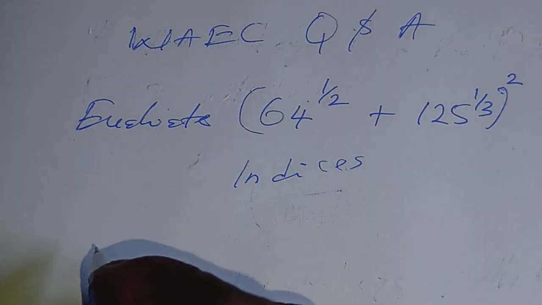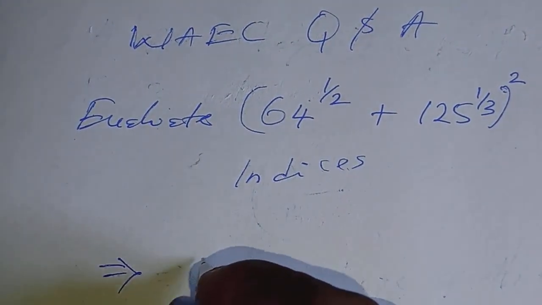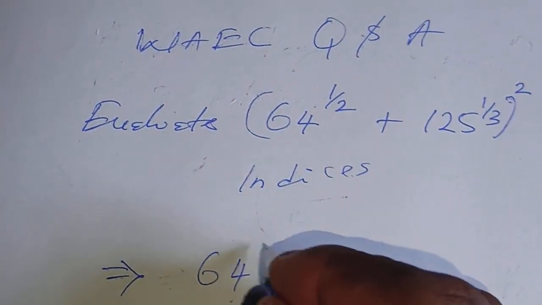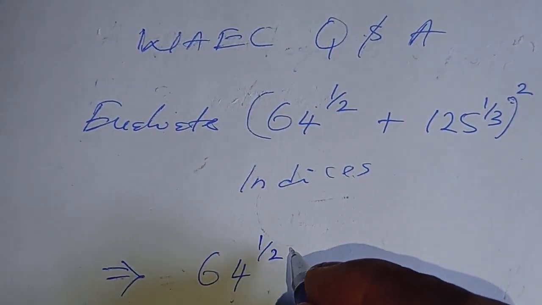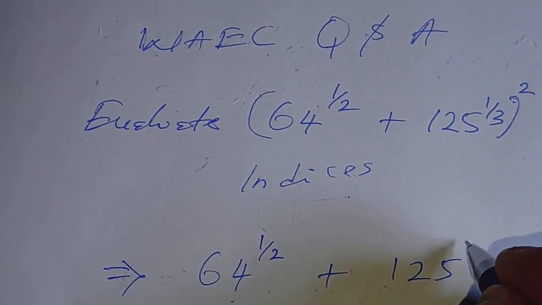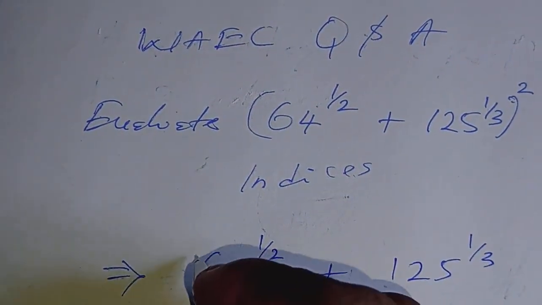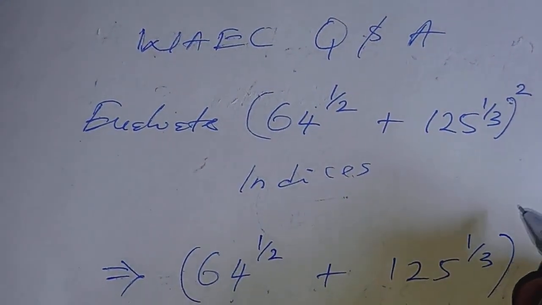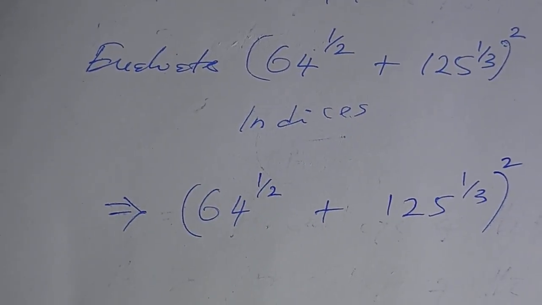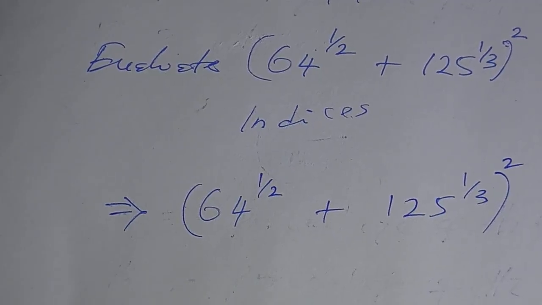So we'll go into it. What we're evaluating again is 64 raised to power 1 over 2 plus 125 raised to power 1 over 3, all of it squared. That's what we're dealing with. And so we can deal with that.